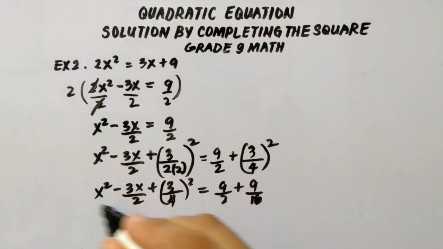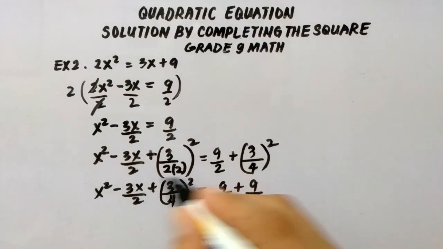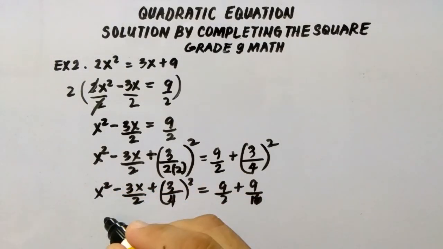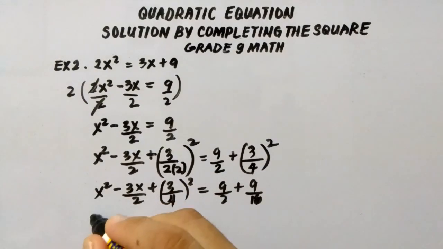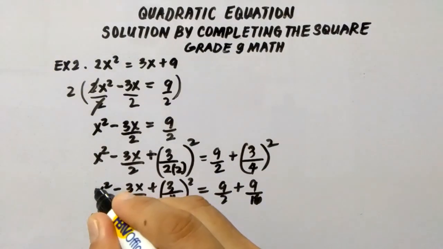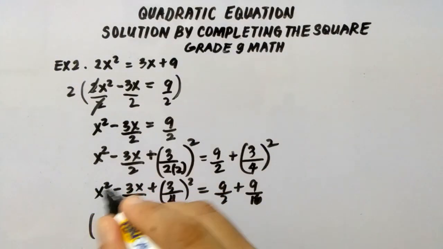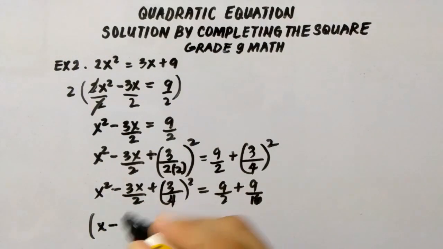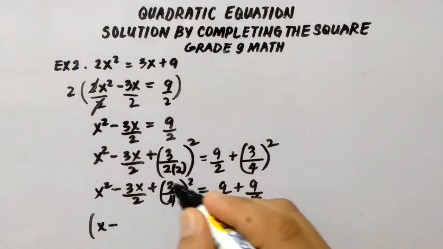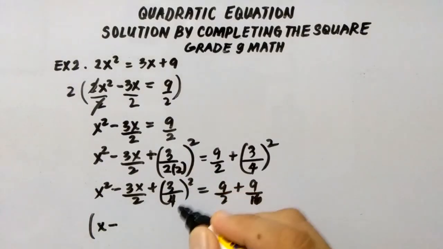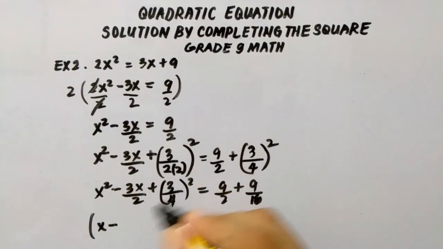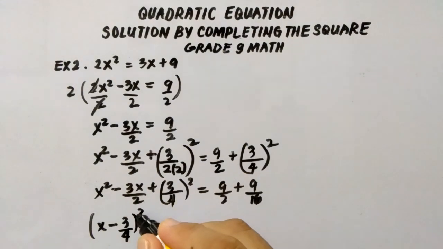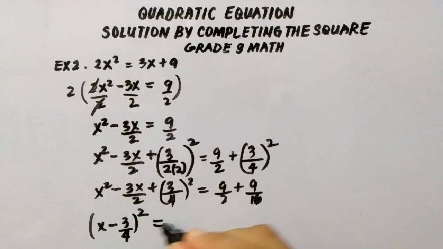Then, i-factors po natin. Okay, so nabuo na po natin yung perfect square trinomial dito. Okay, so kunin po natin yung factors. Extract po natin yung square root ng first term, so x squared, so we have x. Then copy the negative sign. Then, ito po, extract natin yung quantity 3 over 4 squared. So, matitira po dito is 3 over 4. Then, i-squared po natin. Okay, equals.